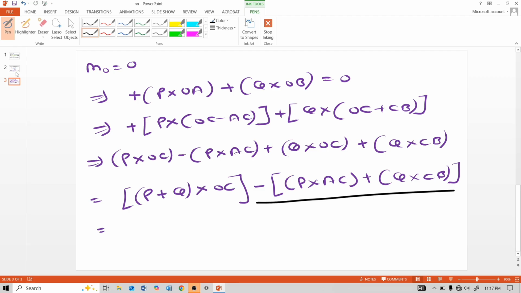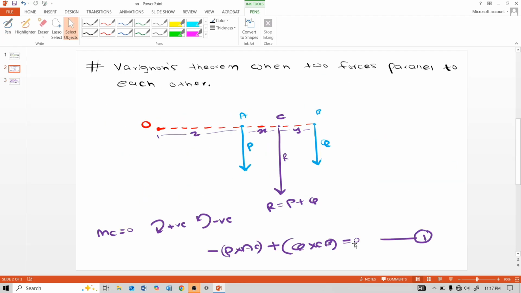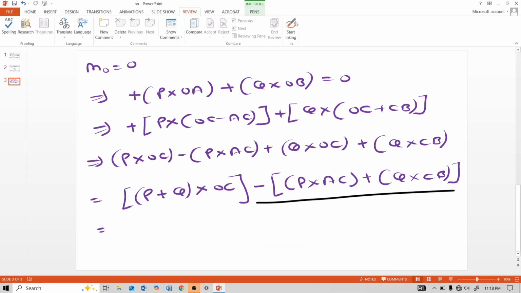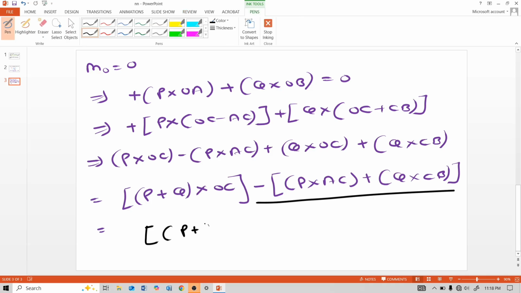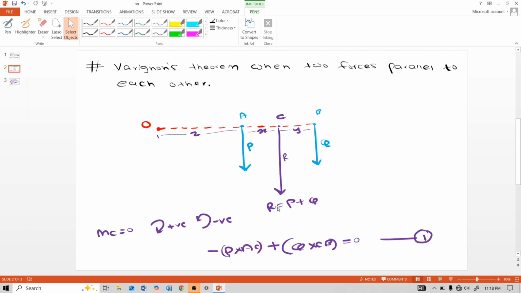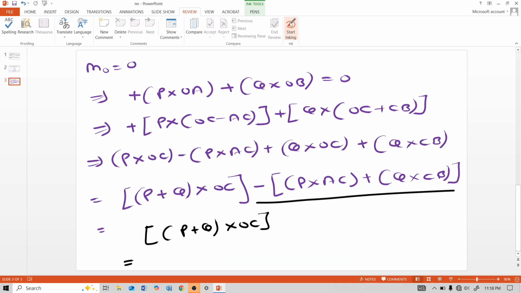This is equation 1, and it is 0. So the remaining term is only P plus Q into OC, because the total term is 0. So P plus Q into OC. Here, P plus Q is nothing but the resultant force, and OC is this. Resultant into OC.